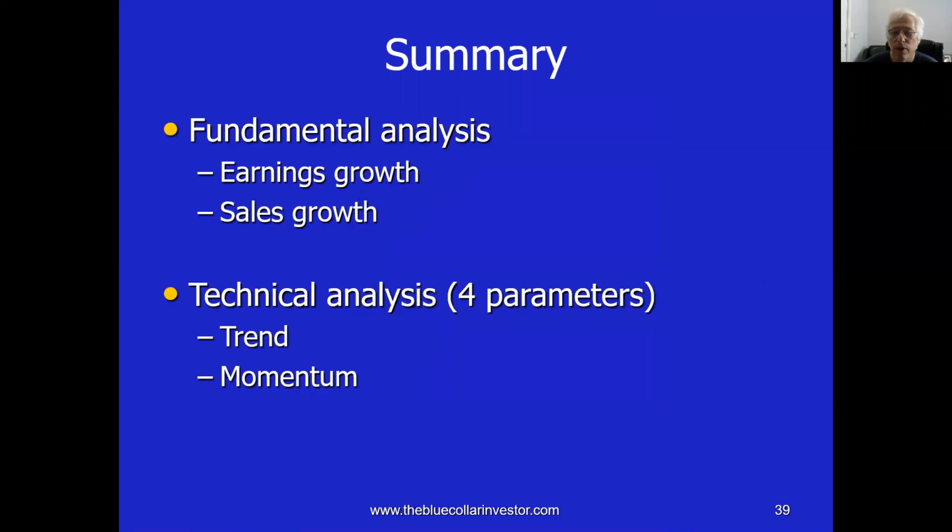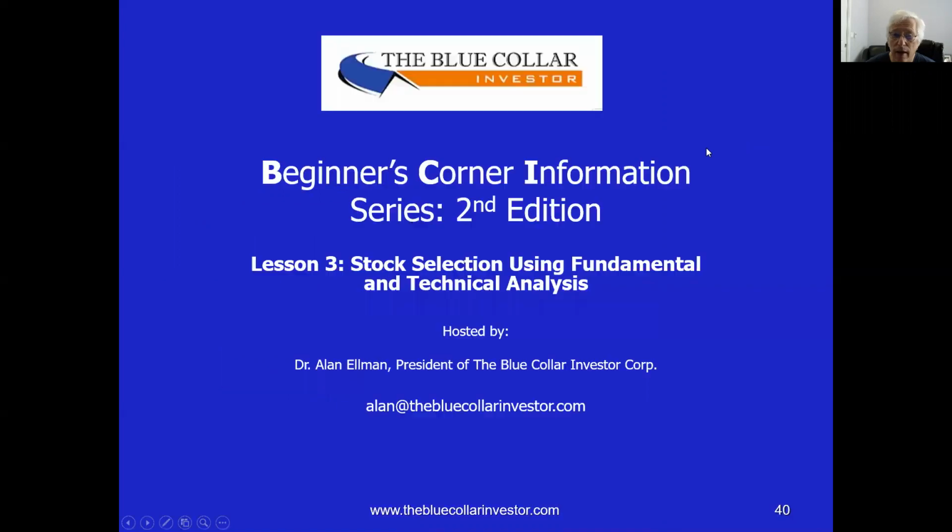So when I say we're going to summarize fundamental and technical analysis, it's summarizing the general overview that we use in the BCI methodology. Now, fundamental analysis, we look at earnings growth and sales growth. We love to look at these statistics because that's what the institutional investors look at. And we look at technical analysis. I mentioned the 4 parameters used in the BCI methodology, where we identify trend and momentum.